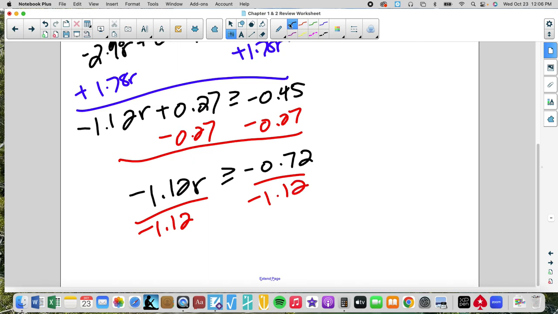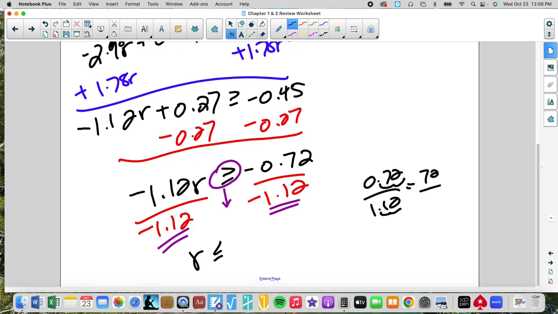r. I divided both sides by a negative, so I have to flip the inequality to a less than sign. I know I'm going to get a positive. 0.72, 1.12. Move it 2 places. 72 over 112. Half of that is 36 over 56, half of that is 18 over 28, half of that is 9 over 14, 9/14.